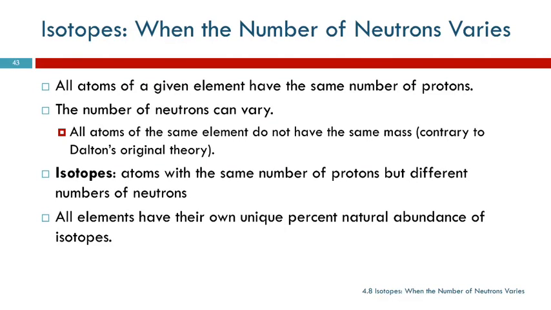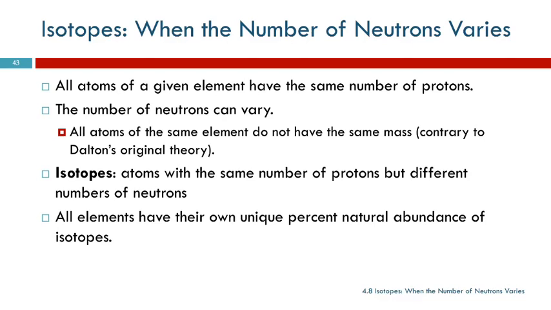So isotopes. All atoms of a given element have the same number of protons, but the number of neutrons in that nucleus can vary a little bit. This is a modification of Dalton's original theory. He said that all atoms of a given element are identical. They have exactly the same mass. Well, it's not quite true.